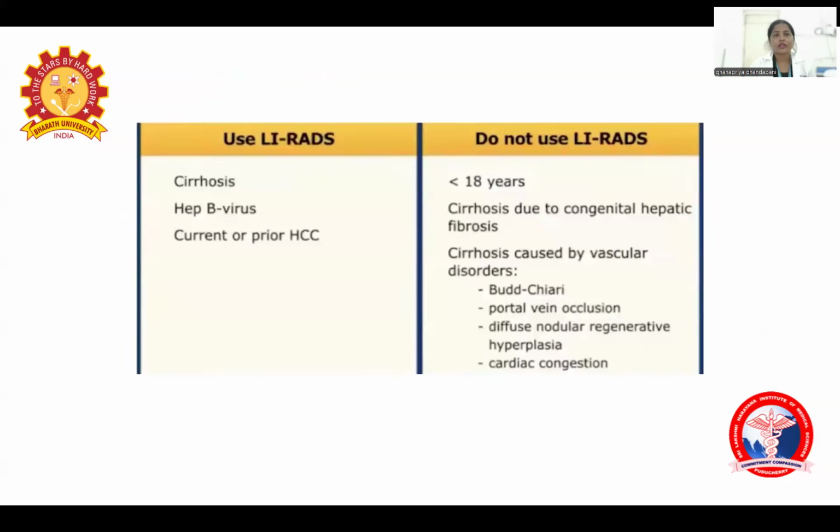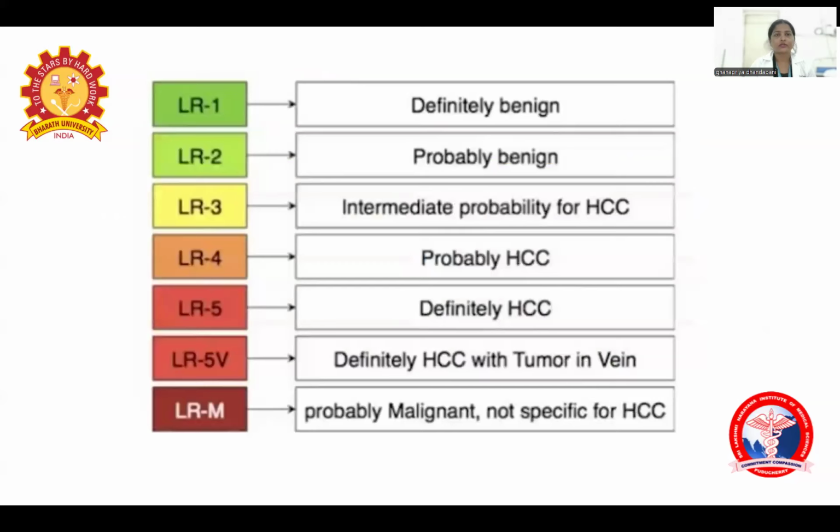So where do you use LIRADS? In patients with cirrhosis or hepatitis B virus infection, or those who have current or prior history of HCC. We should not use LIRADS in patients who are less than 18 years, or when the cirrhosis is due to congenital hepatic fibrosis or vascular disorders like Budd-Chiari, portal vein occlusion, diffuse nodular regenerative hyperplasia, and cardiac congestion.